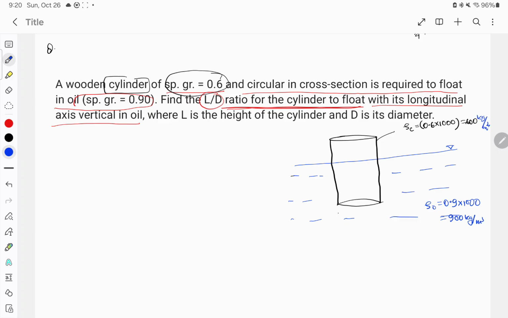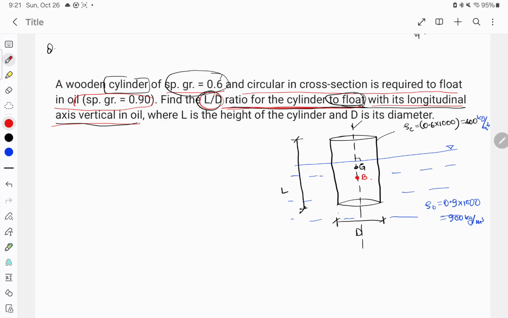They have not given any dimension, so we want to calculate the dimension. Let us say this is D and this is L. There is a central line, and we want to find the L by D ratio when the cylinder is floating with its longitudinal axis vertical. There will be a center of gravity, let me mark it with black, and there will be a center of buoyancy.